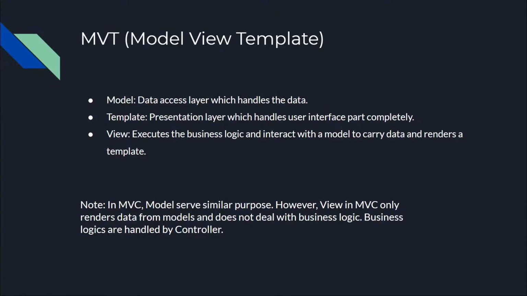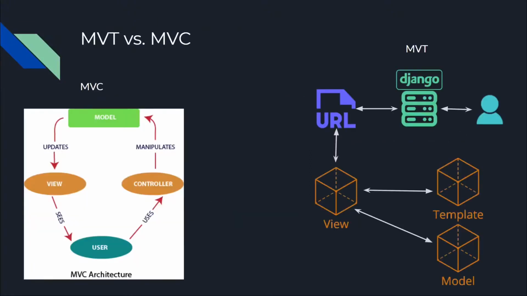Model plays a similar role in both MVC and MVT. However, view in MVC only renders data from models and does not deal with any business logic. Business logic is handled by the controller. Now let's take a look at how these two design patterns work. In MVC, the user uses the controller to manipulate data through the model. Then the model updates the view, and then the view renders the updated web page to the user.